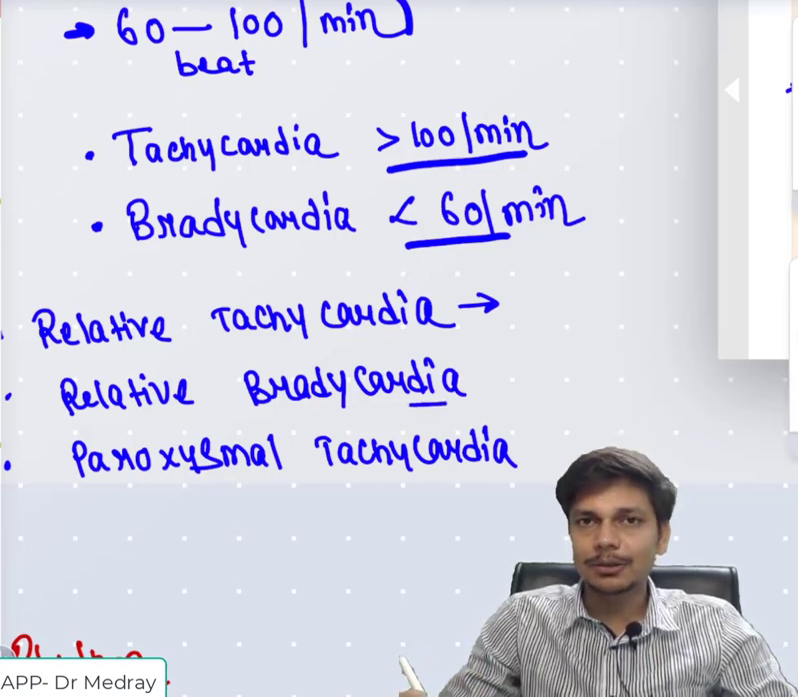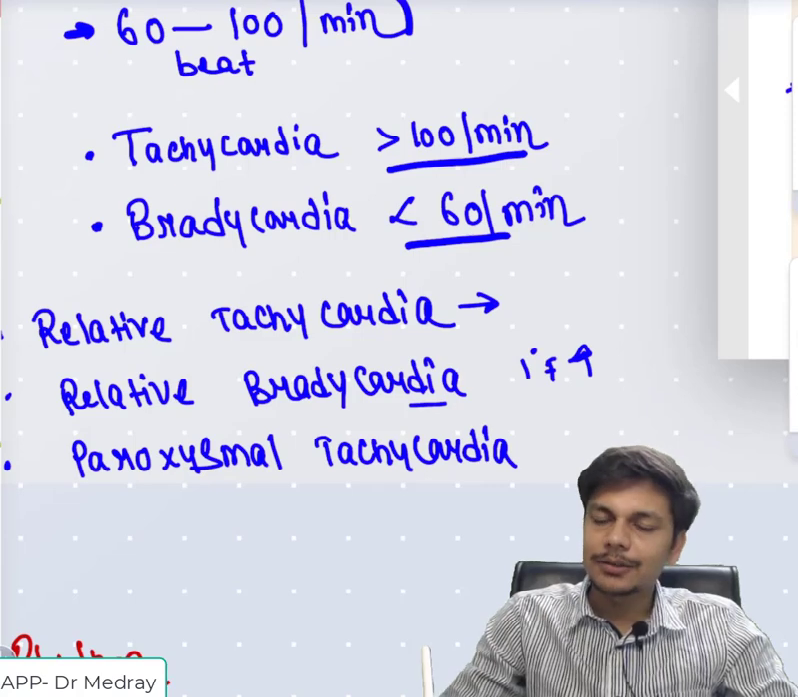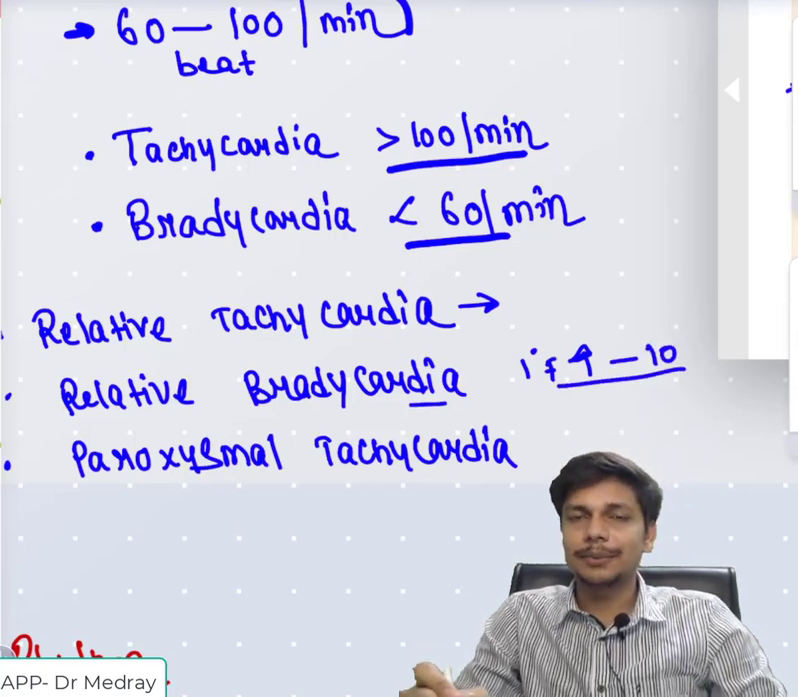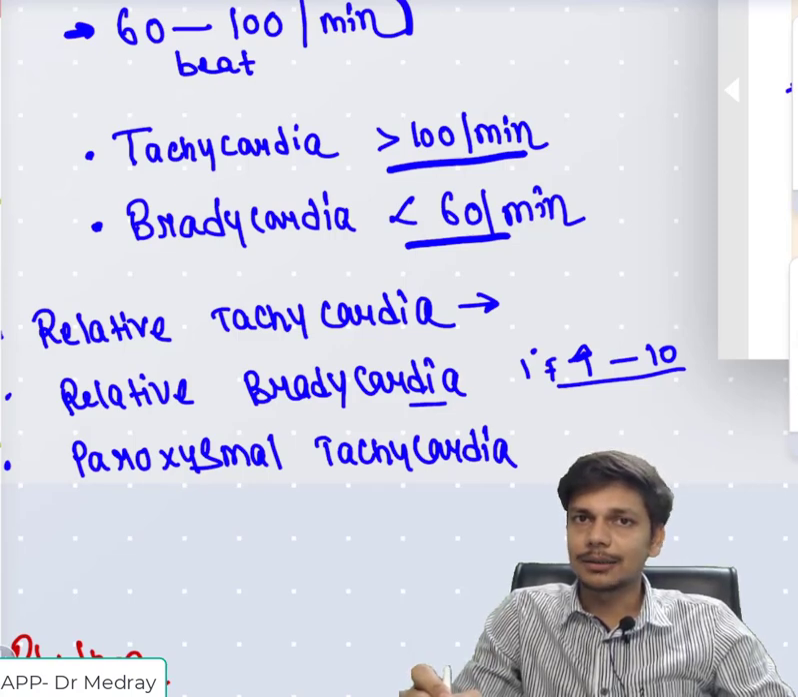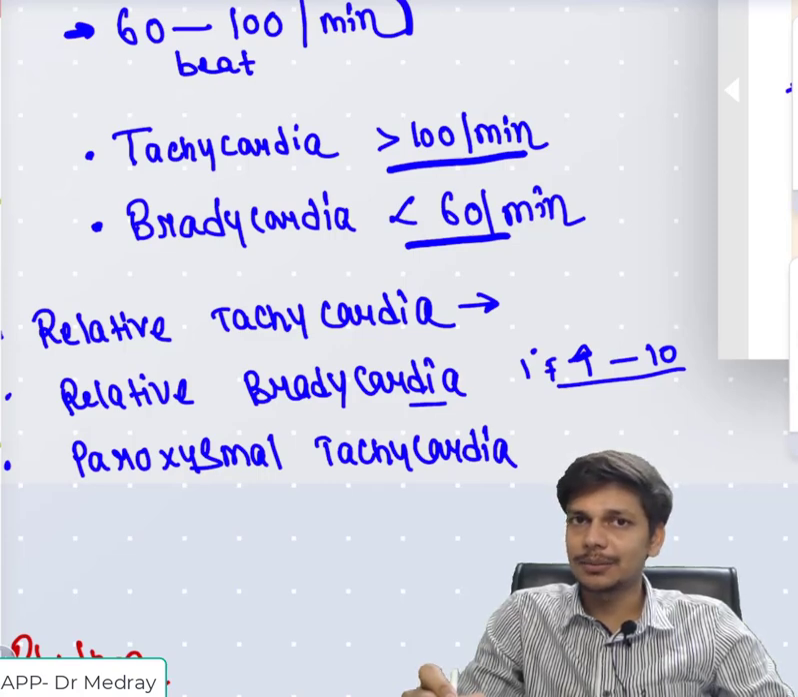Relative bradycardia, as I told you, for every 1 degree Fahrenheit rise in temperature, the pulse should increase by a rate of 10. So suppose tomorrow I get a fever of 101 degrees Fahrenheit, but my pulse is still 90 beats per minute. It is supposed to be 100 beats per minute, but it is still 90. So relatively, I am having bradycardia.